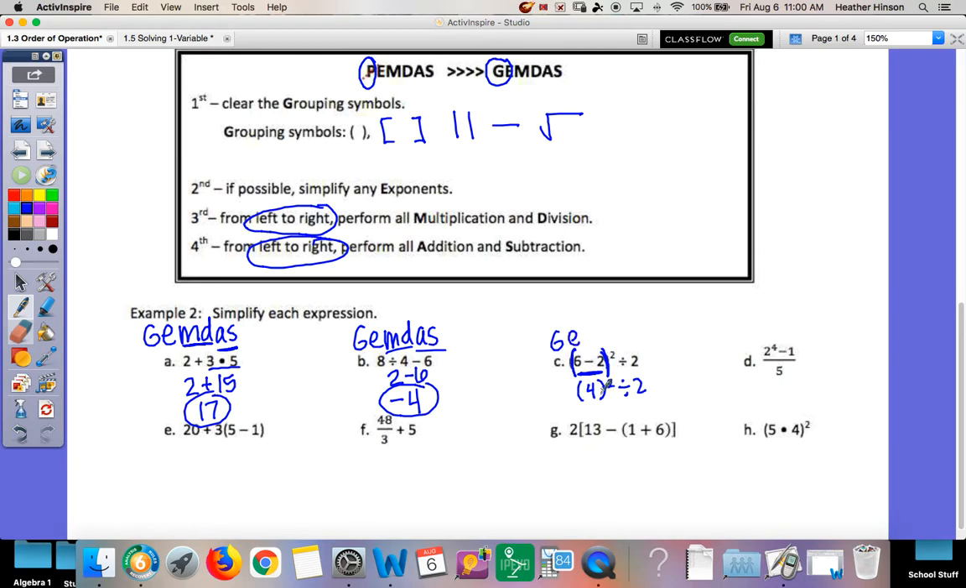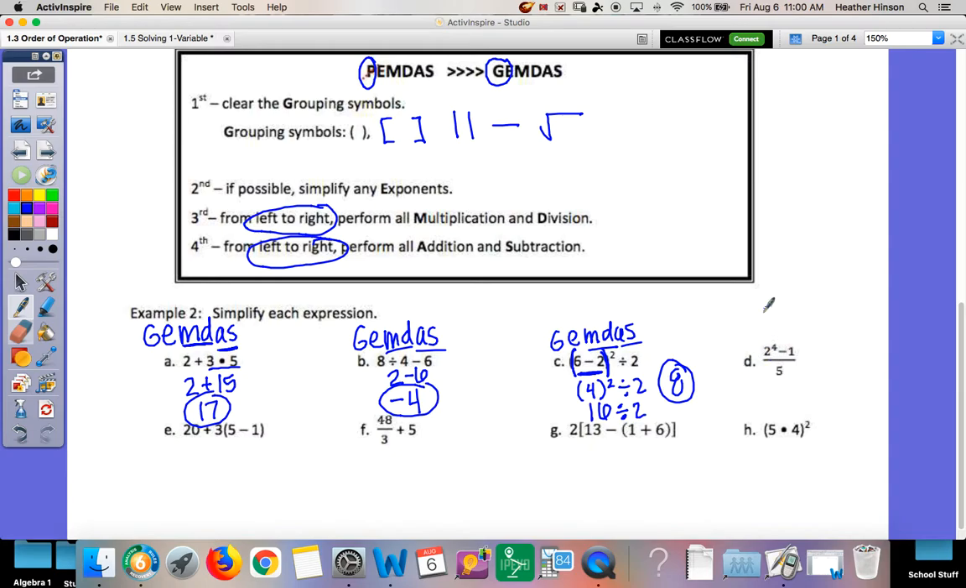Do we have any exponents? Yes. That exponent is 4 squared. That is 16. 4 times 4 is 16. Do we have multiplication or division? Yes. 16 divided by 2 is 8. And do we have any addition or subtraction? No. So that is it.